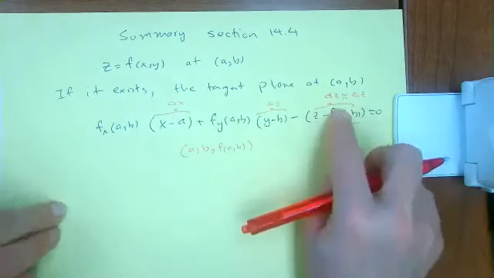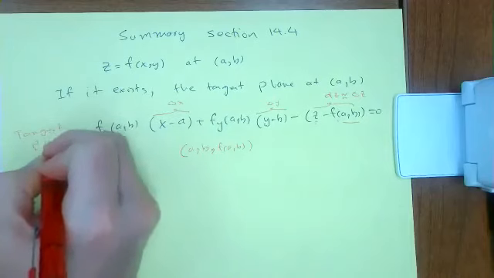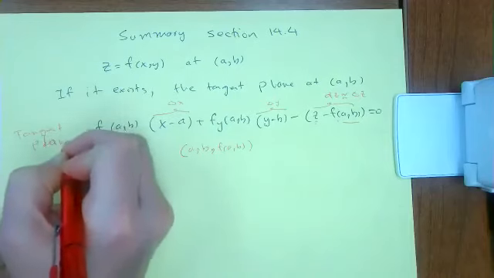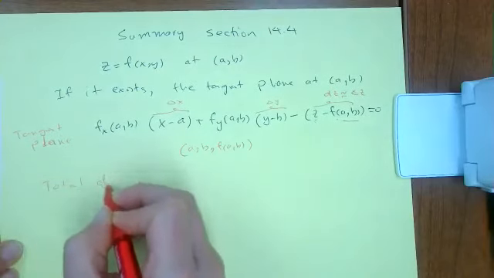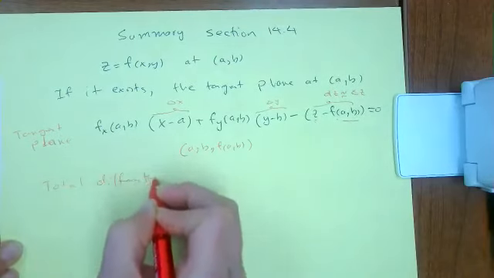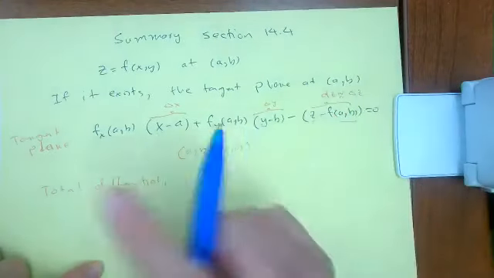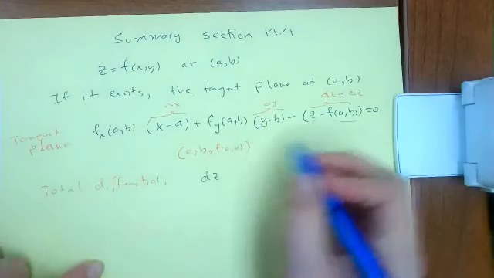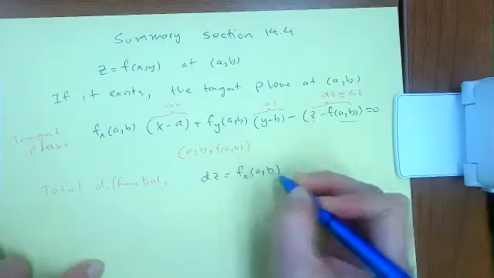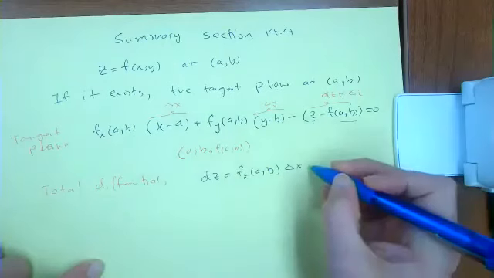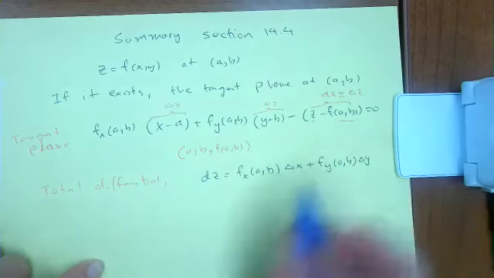Now I can do total differentials. So this was the tangent plane. Then I want to do total differentials. And that is, if I take dz to the other side, dz is going to be equal to f sub x A and B times delta x plus f sub y A and B times delta y.